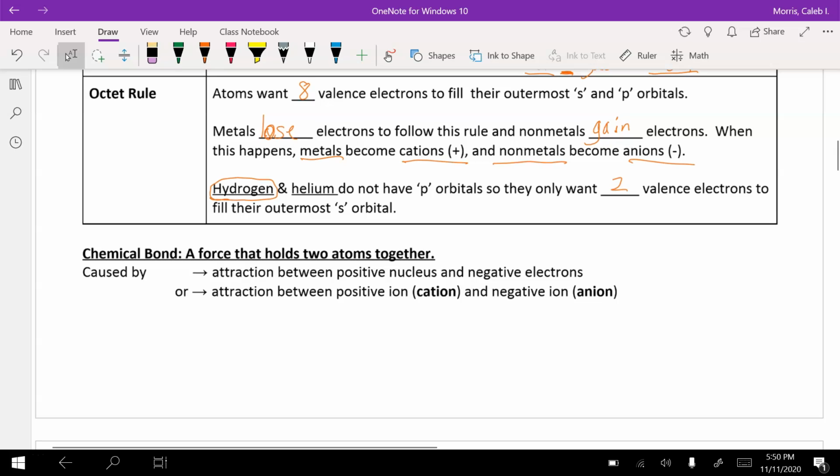Alright, a chemical bond is actually a force that holds 2 atoms together. It can do this a couple different ways, and we're going to learn both of them. Right now we're focusing on ionic bonds.